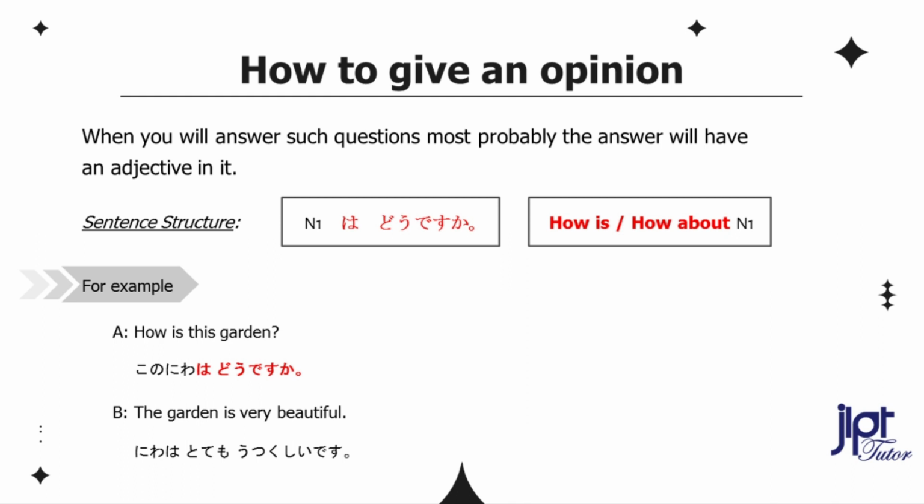How to give an opinion when somebody asks for it. Moving forward, let's learn how to give your opinion on things you are seeing for the first time, when somebody is asking you how you like it or how it is. When you answer such questions, most probably the answer will have an adjective in it. For example, question: how is this garden?